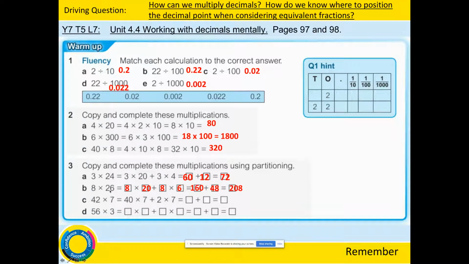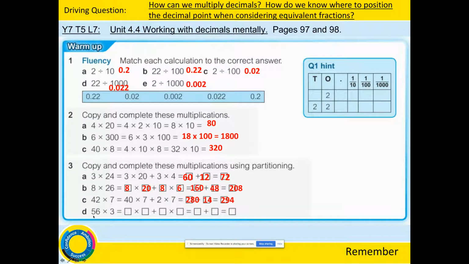42 times 7, they're just round the other way, but it still works in the same way. The 40 times 7 and the 2 times 7. So 4 times 7 is 28, but make it 10 times bigger, so it'd be 280. The 2 times 7 is 14, and add those two together.